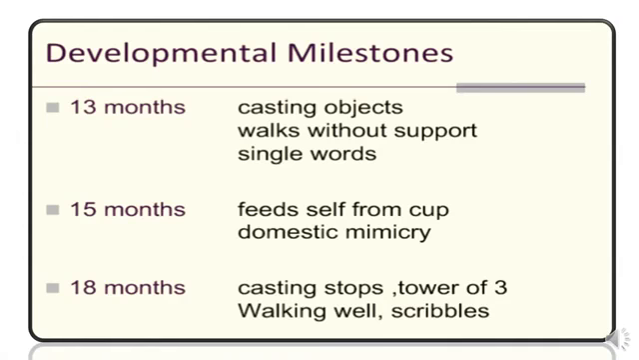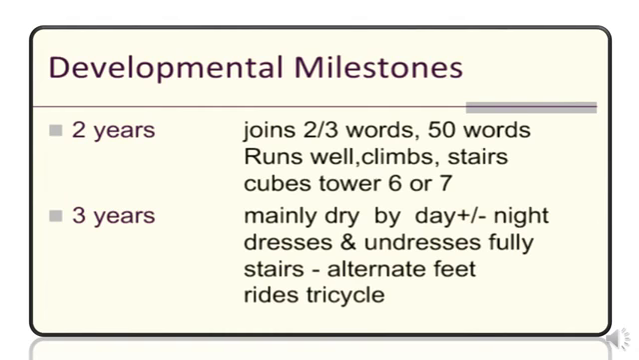At the age of 13 months, he will cast objects, walk without support, and he can pronounce single words. At the age of 15 months, he will feed himself from a cup, and he will imitate all the household adults. At the age of 18 months, he will cast objects, he will make a tower of 3 cubes, he will walk well and scribble. At the age of 2 years, he will join 2 or 3 words to form a phrase or a sentence. He will pronounce about 50 words, run well, climb, and ascend or descend stairs, and he will make a tower of 6 to 7 cubes.